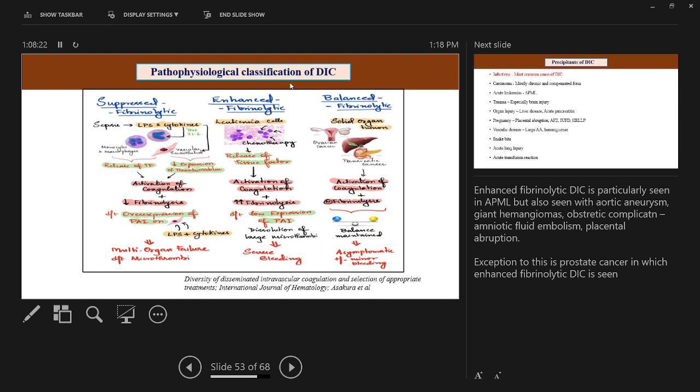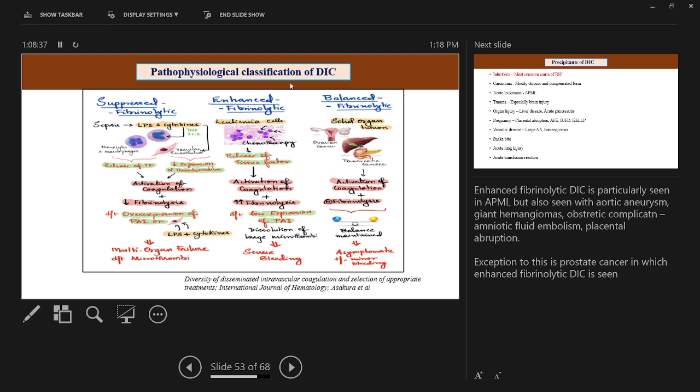Now, this enhanced fibrinolytic type is seen in certain leukemic conditions such as APML. So APML M3 usually presents with DIC. This is because the leukemic cells have Auer rods in them, and these APML cells are procoagulant in nature.